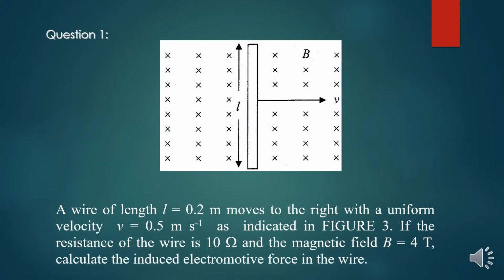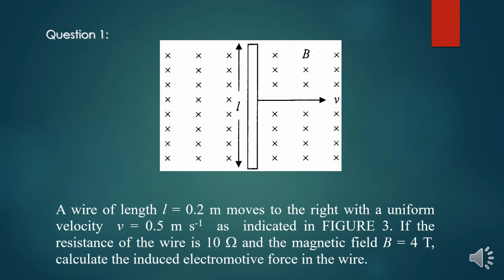A wire of length L equal to 0.2 meter moves to the right with a uniform velocity V equal to 0.5 meter per second as indicated in figure 3. If the resistance of the wire is 10 ohm and the magnetic field B equal to 4 Tesla, calculate the induced electromagnetic force in the wire. Okay, so we need to know that electromagnetic force is referred to as EMF. So we need to calculate what is the value of the induced EMF for this wire.